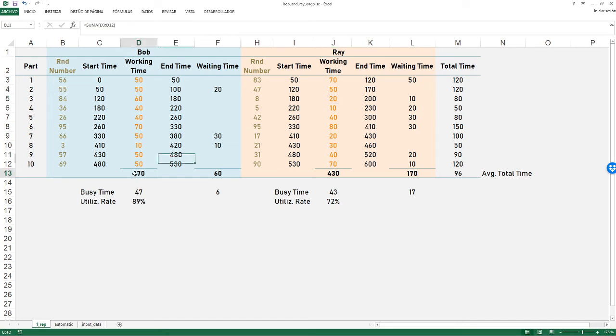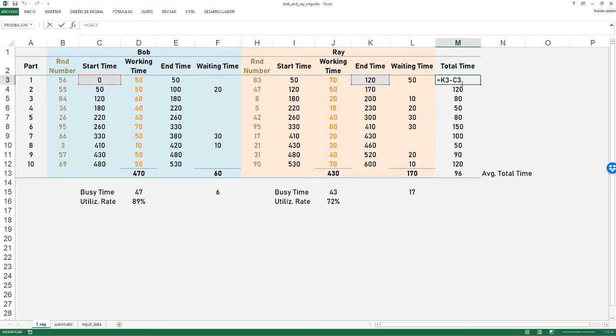First, we can know that for these 10 parts, Bob has spent 470 seconds working on them. He's been waiting 60 seconds, okay? And the same we can do for Ray. We have this total time, which is 430, and this is the waiting time. And this is the total time for producing the 10 parts. This is for part 1, for part 2, and so on.